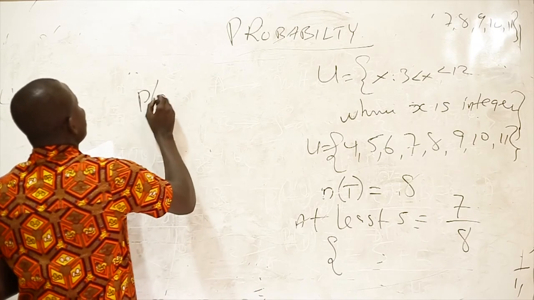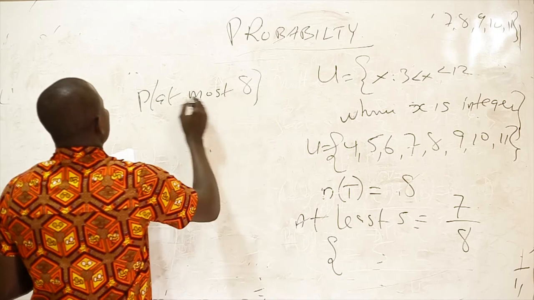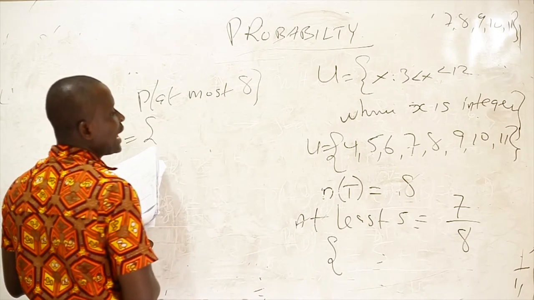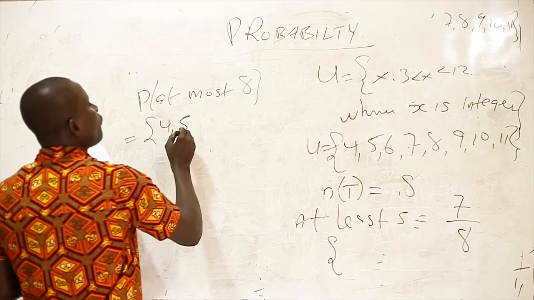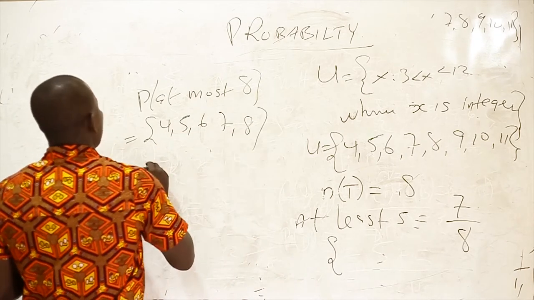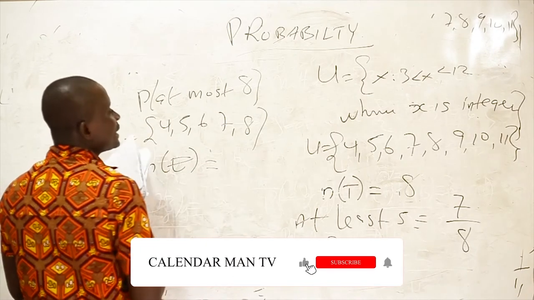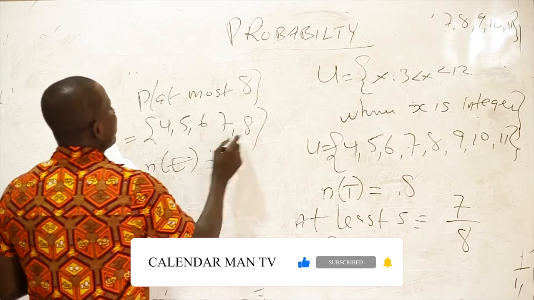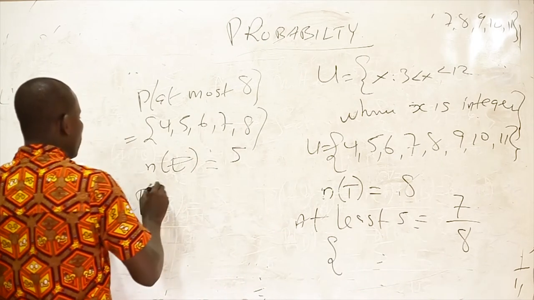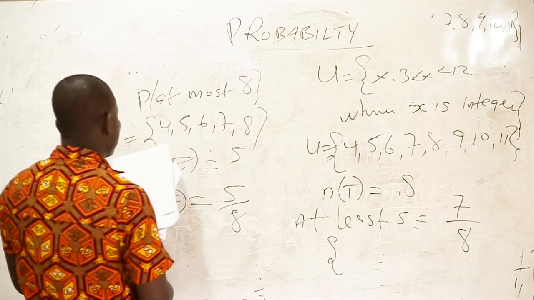So P at most 8. What is the set? Set of at most, the highest is 8. We have 4, 5, 6, 7, 8. So what is the number of events here? At most 8, the highest is 8: 1, 2, 3, 4, 5, right? It is 5. So P at most 8 is 5 over 8.